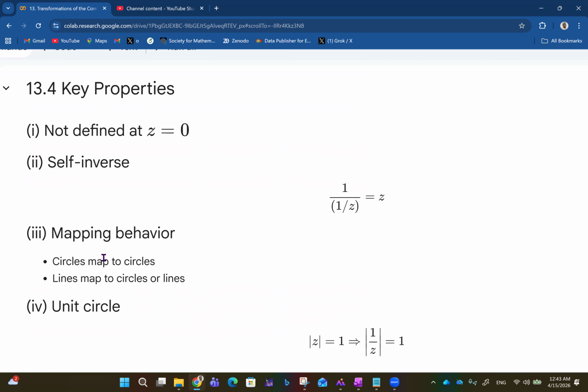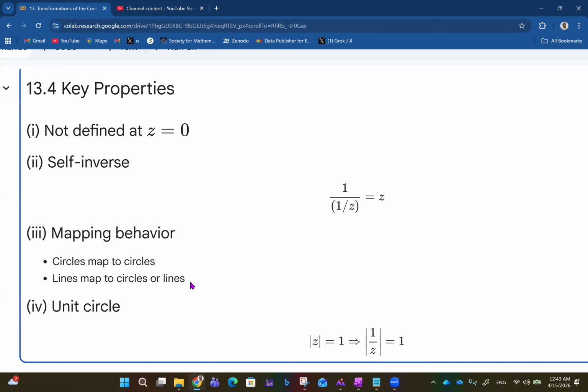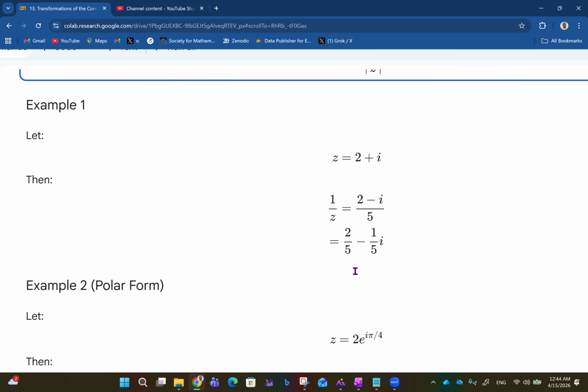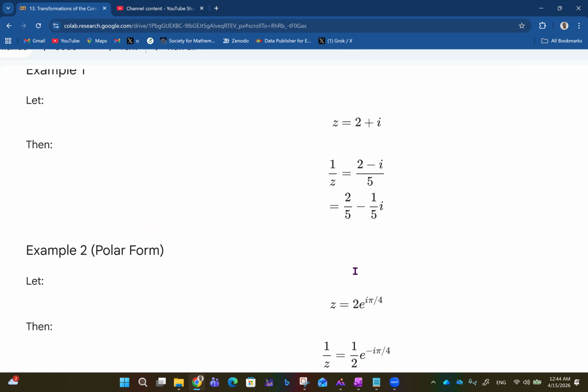Then mapping behavior: circles map to circles, lines map to circles or lines. That's what happens in this situation. And then you have the unit circle. The unit circle, where the absolute value of z equals 1, maps to 1 over z, which in a way still results in the unit circle, because if you take the moduli, you have 1 over modulus z equals 1. That's simply modulus z is still equal to 1. So it's still the same thing, I suspect.